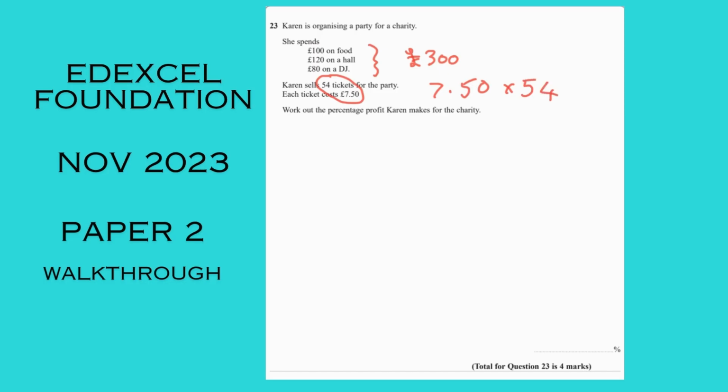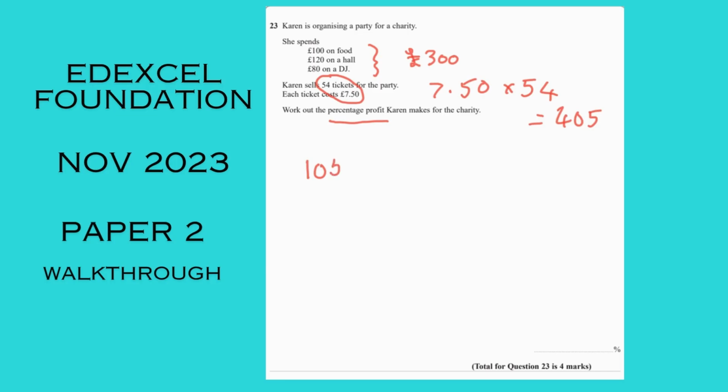Up comes the calculator, £7.50 times 54. I'm getting £405. So don't forget the formula for percentage profit. It's actual profit, £105, terrible 5.